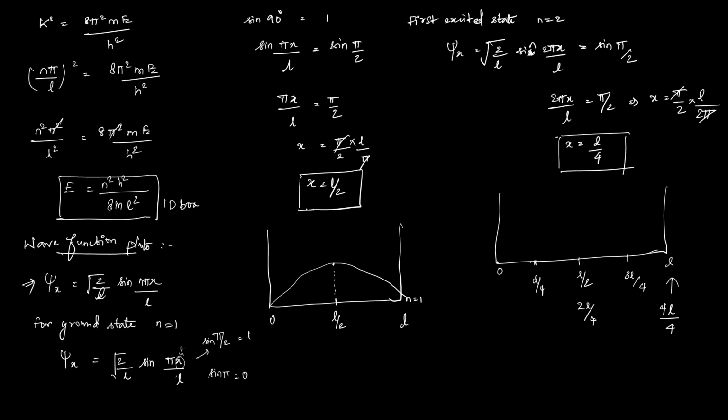So your wave function is going to be like this. Maximum is going to be at L by 4, and it is going to be again maximum, but in the negative direction. So the wave function is going to be now like this. Maybe I should have kept the point here somewhere. Okay, this is going to be your wave function.